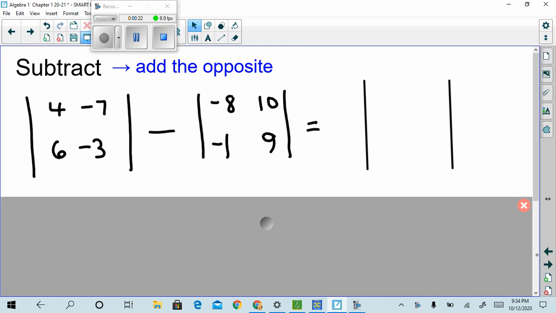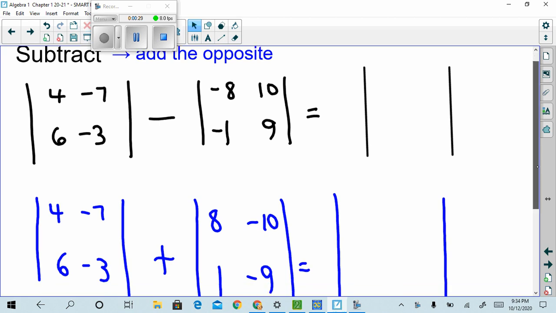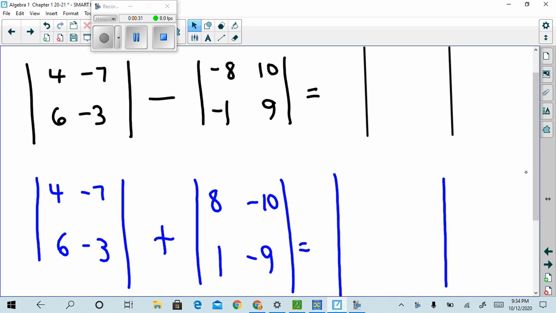So you would keep everything in the first grouping and rewrite as an addition by changing all the signs, and then once you have the addition, you can go ahead and add your one-to-one correspondence. We'll do a few in class today.